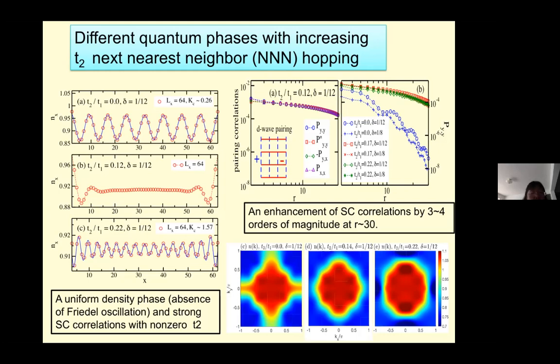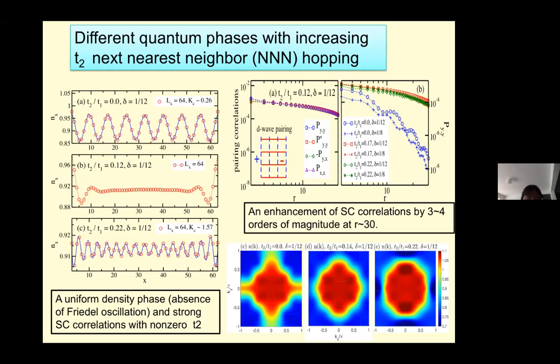I also want to point out the different period. This one has a period of 8 for the 1/12 doping level. It contains 4 holes in each stripe period. Then the bottom one has a reduced period, and it contains 2 holes in each stripe. So the configuration at larger T2 is more favorable towards pairing.